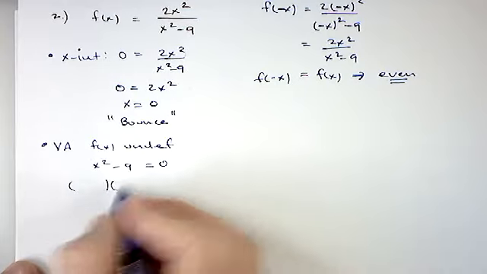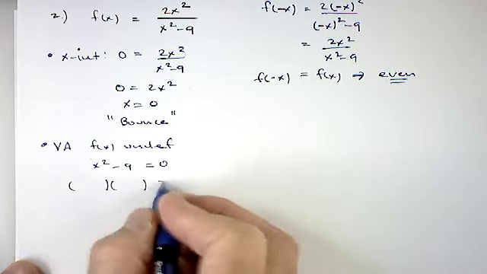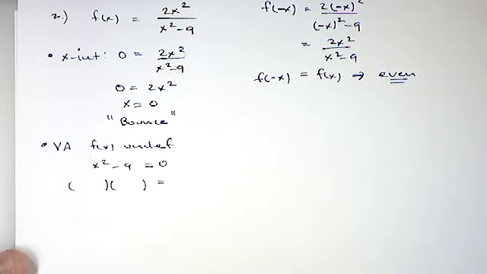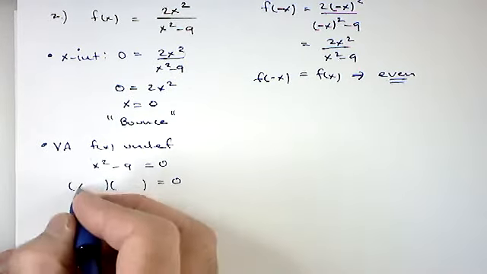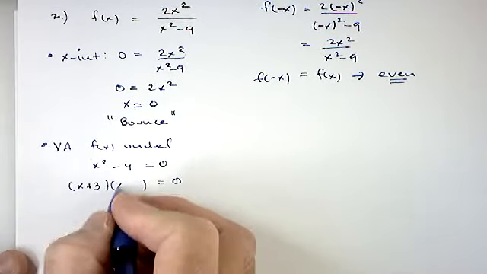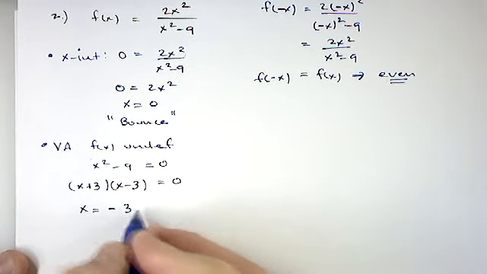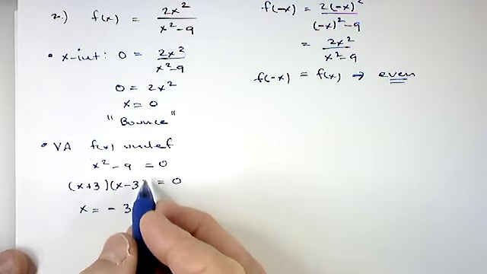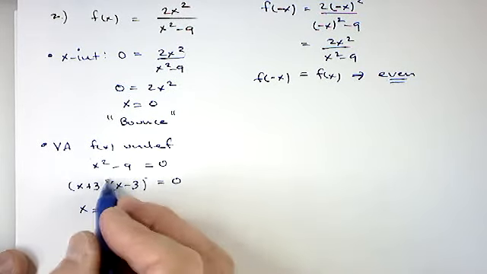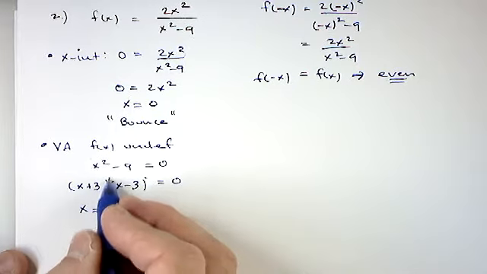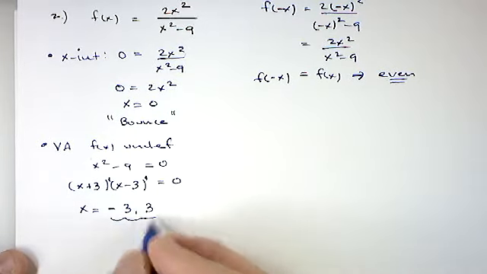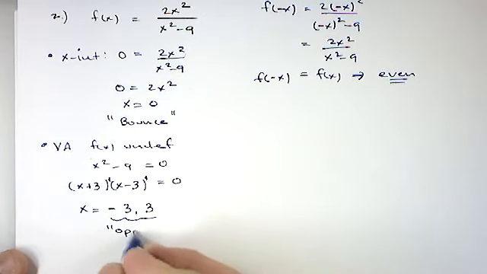Just like with the bouncing through thing, if you want to identify whether the vertical asymptote is opposite or same, you do want to have it factored completely. This is x plus 3, x minus 3. So I get vertical asymptotes of -3 and +3. Since both of them come from factors to the first power, which is an odd number, both of these are going to be opposite.